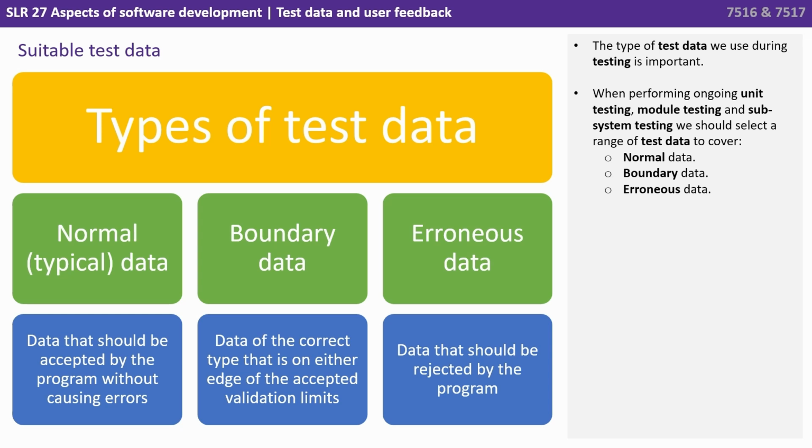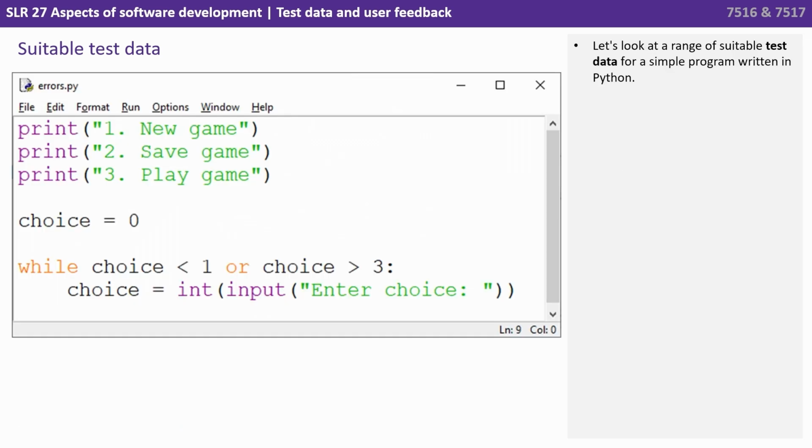Well, normal data, or typical data, is data that should be accepted by the program without causing errors. Boundary data is data of the correct type that is on either edge of the accepted validation limits. And erroneous data is data that should be rejected by the program. Let's look at a range of suitable test data for a simple program written in Python.